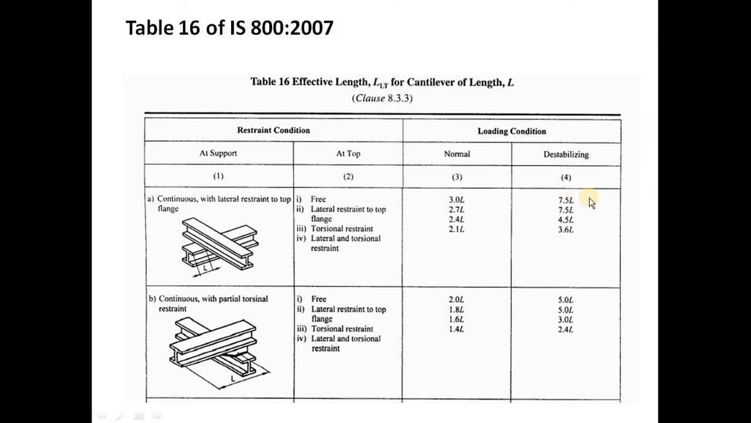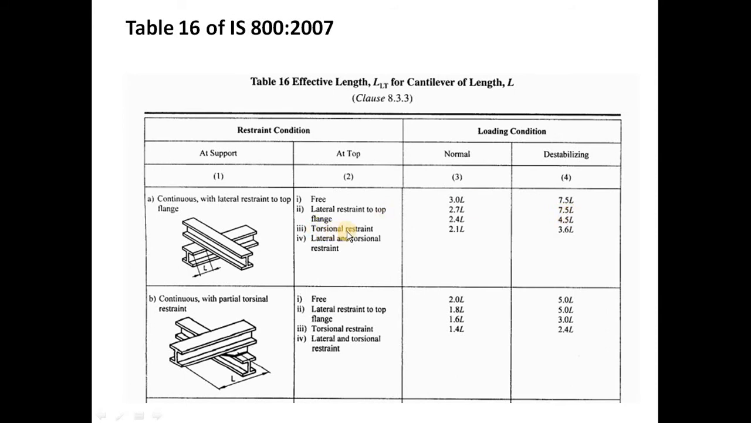Destabilizing, I mean to say the load which is applied above the centroid. In that case you have to take it as 7.5L. The lateral restraint to the top flange: when you have provided some lateral restraint to the top flange at the tip, please read this as not "top" but "tip". In that case you have to take, under normal conditions, 2.7L and under destabilizing conditions 7.5L.